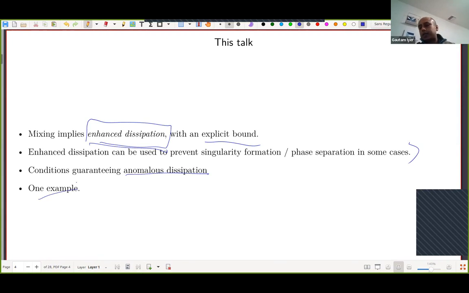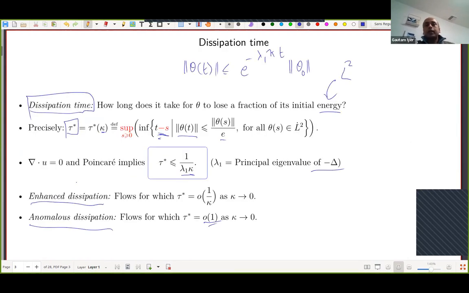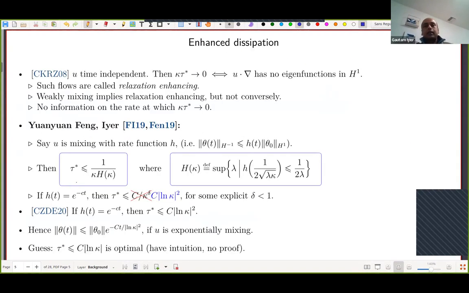And if I have time after that, I can talk about certain open questions. Okay. So let me start with enhanced dissipation, right? So the first result I know of in this direction is by Konstantin, Kiselev, Rizhik, and Zlatosh in 2008. They study time independent velocity fields, U, and they prove a result which says you have enhanced dissipation if and only if the operator U dot grad has no eigenfunctions in H1, right?